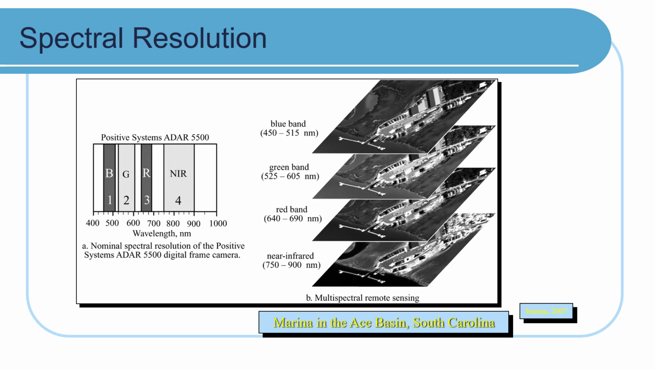So here's an example of a marina in the Ace Basin in South Carolina. And again, if you look closely, the diagram on the left is also shown in GIS layers on the right. And so blue was collected in 450 to 550, and you can check the x-axis and see that indeed the rectangle that is representing blue band, numbered 1 in that graph, is between 450 and 550 nanometers.